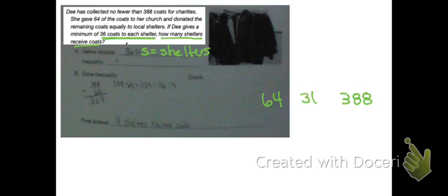So you want to think, what is the symbol here? If they can collect no fewer than 388, so does this have to be less than or greater than 388? Is it okay if it equals 388? And then also you want to think, does the S for shelter, are we multiplying 64 coats by the number of shelters, or are we multiplying the 36 by the number of shelters? So write that inequality and then solve.